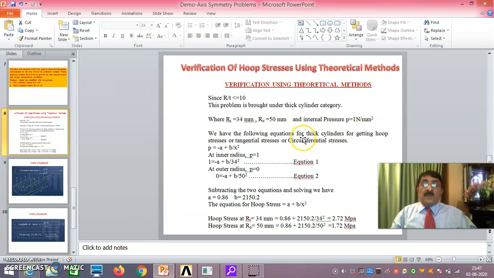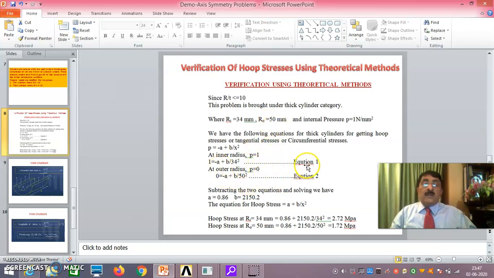We have the following equations for thick cylinders for getting hoop stresses, tangential stresses or circumferential stresses. P is equal to minus A plus B by x square. At inner radius, P equal to 1. Minus A plus B by 34 square, that is equation 1. At outer radius, P is equal to 0, that is, there is no pressure on the outer. It is only at the inner radius. P equal to 0. 0 is equal to minus A plus B by, at the outer radius, 50 square.